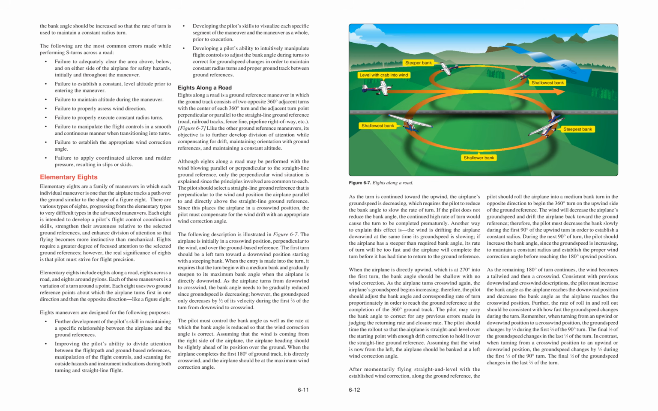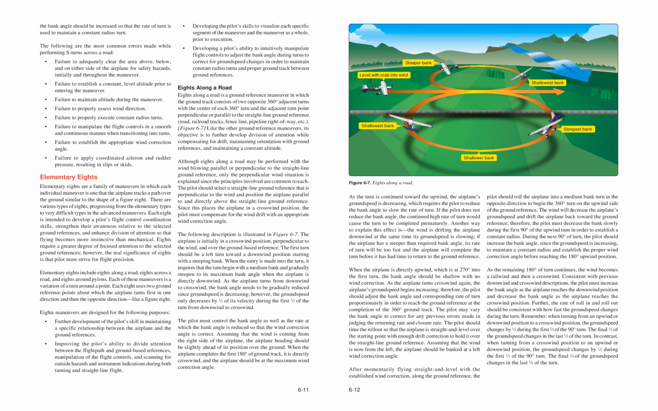If the airplane has a steeper than required bank angle, its rate of turn will be too fast and the airplane will complete the turn before it has had time to return to the ground reference. Pilot should roll the airplane into a medium bank turn in the opposite direction to begin the 360 degrees turn on the upwind side of the ground reference. The wind will decrease the airplane's ground speed and drift the airplane back toward the ground reference.